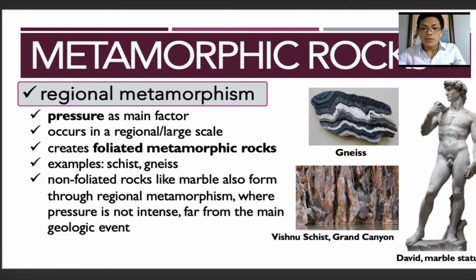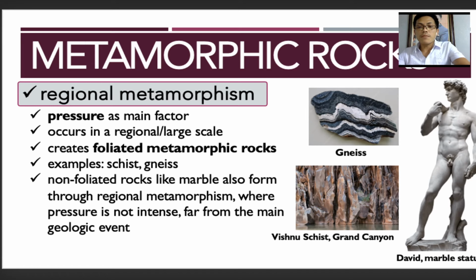So when this happens, metamorphism produces a great volume of metamorphic rocks. That's why it is on a large or regional scale. So non-foliated rocks like marble are also formed by regional metamorphism. We know that marble is used by sculptors to make marble statues, such as this one. So where pressure is not intense, far from the main geologic event.